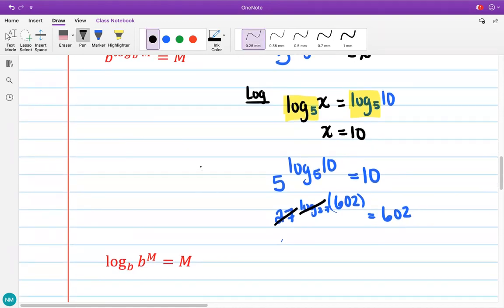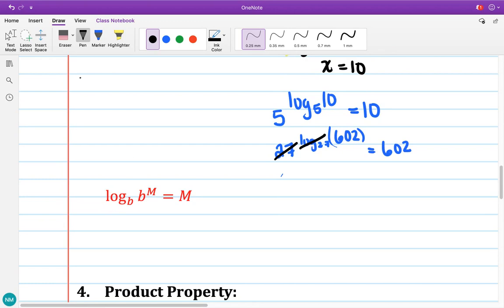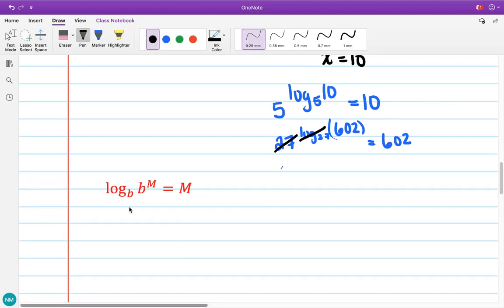Okay, same concept here for this one, but it's like the opposite of it. So if I have log base b of b to a power, it equals m. There's two ways to prove it. One is using the power property, but we haven't learned that yet, that's a little bit further down. But log base b of b to the m is equal to m. So let's do another example.